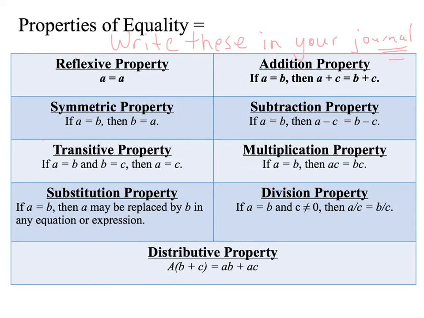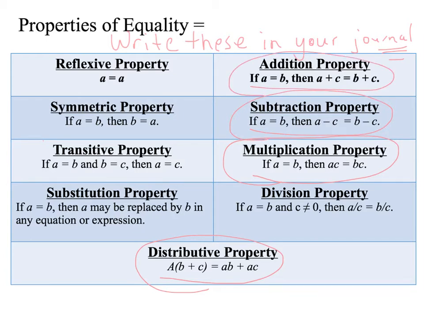So these are the properties that you're going to want to write in your journal. And I would say write them all in your journal. It's going to take you probably 5 to 10 minutes to do so. It's going to be worth it, I promise. And I'm going to just kind of circle probably the ones you're going to use the most. I'm just guessing. Probably going to end up using these guys the most in this unit.